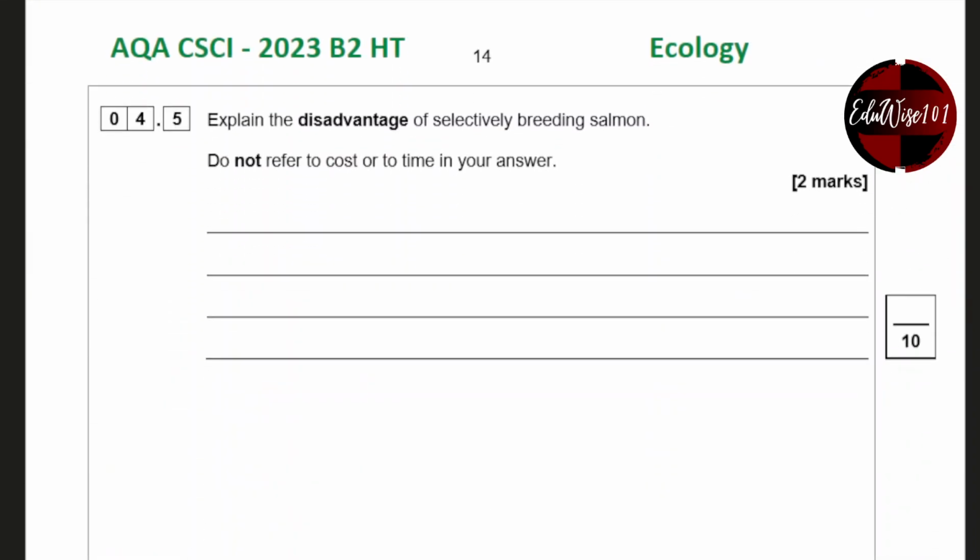Next question. Explain the disadvantage of selectively breeding salmon. Do not refer to the cost or to time in your answer. One of the disadvantages of selectively breeding animals or salmon is that if one of them gets a specific disease, then that disease can spread through the rest of the population really fast. And selectively breeding means that you are trying to isolate specific genes. The problem is that sometimes you get unwanted genes which have disadvantaged features, for example, inherited disease.